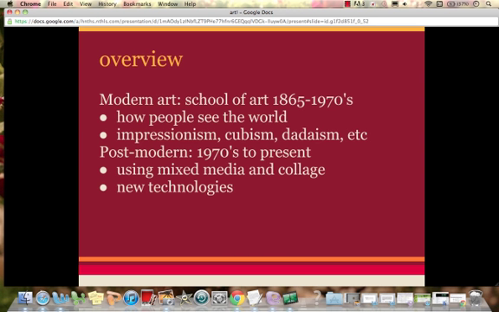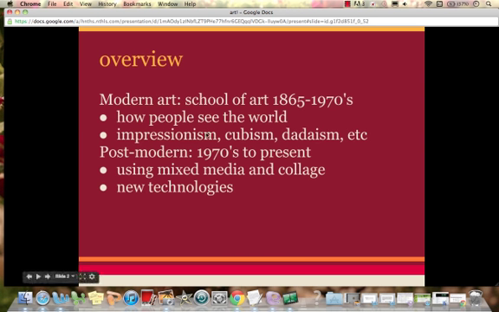Modern art is a school of art, which means it's a type of art that has similar characteristics and comes from a similar time period. This is a school of art that ran from about 1865 through the 1970s. The big emphasis here is on how people see the world. Instead of making it photographically correct, exactly the way we see the image, it's how we view the world. So how do we put our biases on certain pictures and certain scenes?